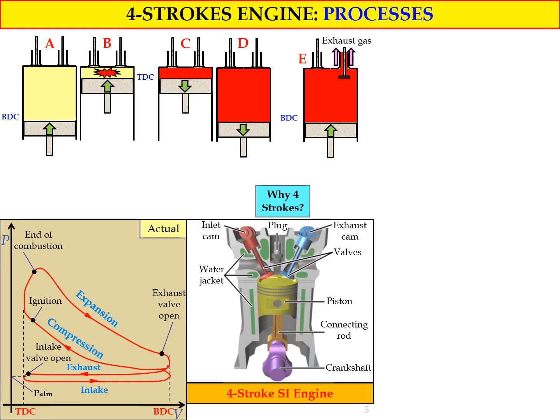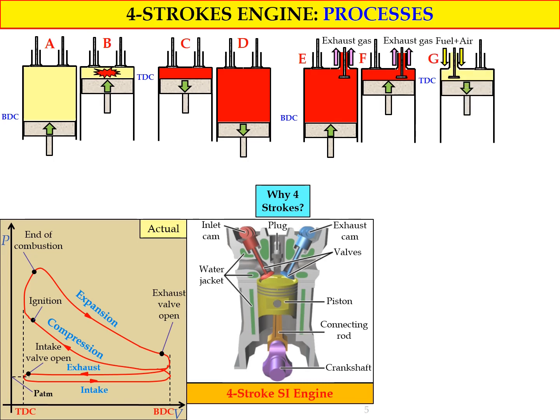Okay, so the piston starts to move from BDC and moves upward until the piston reaches TDC, as shown in figure F. The exhaust valve is still open, and the remaining exhaust gas will be released to the surrounding.